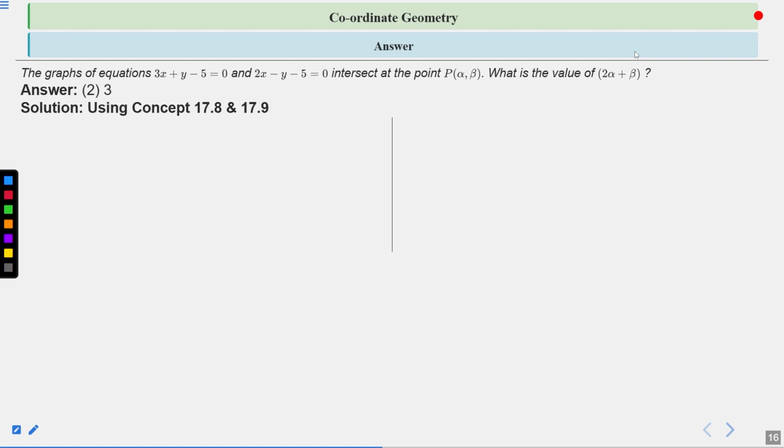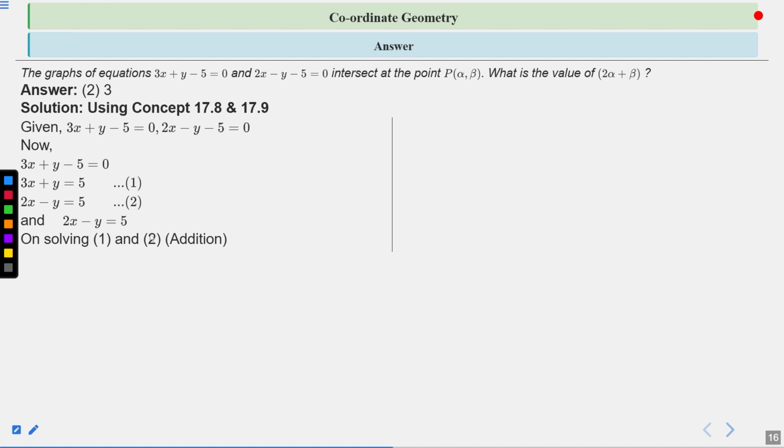Now see the detailed solution using concept 17.8 and 17.9 in this question. Given that 3x plus y minus 5 equals 0 and 2x minus y minus 5 equals 0. We can write the first as 3x plus y equals 5. This is our equation 1. In the same way, the second equation we can write as 2x minus y equals 5. This is our second equation.